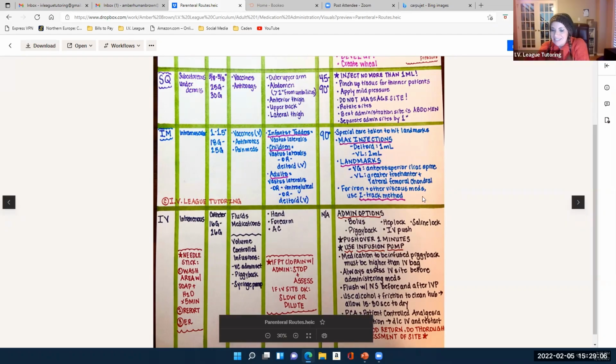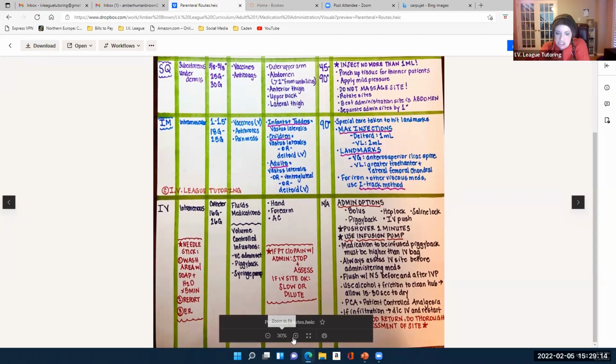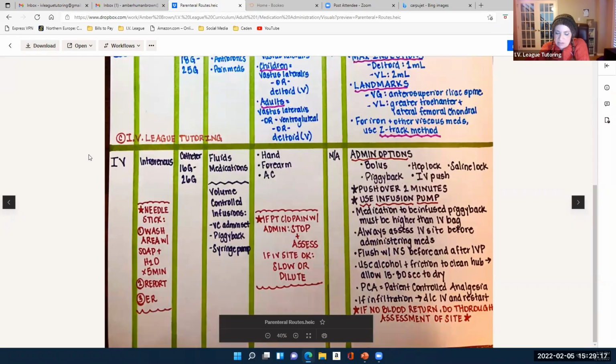For iron and other viscous meds that are really damaging, use the Z-track method. Do y'all know what the Z-track method is? Yes. Okay. And then I gave you a cheat sheet on IV solutions.